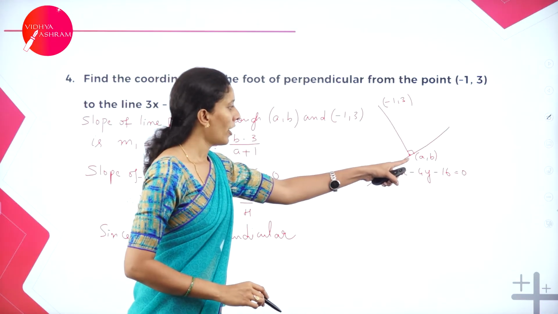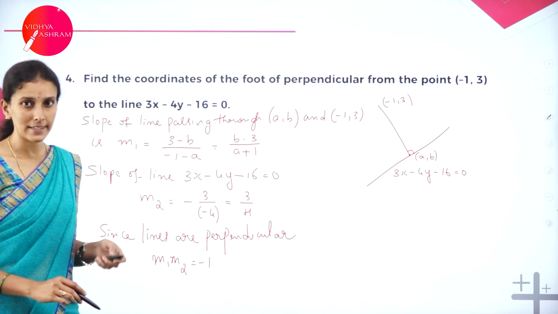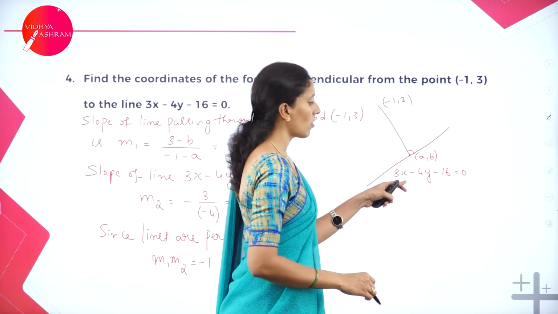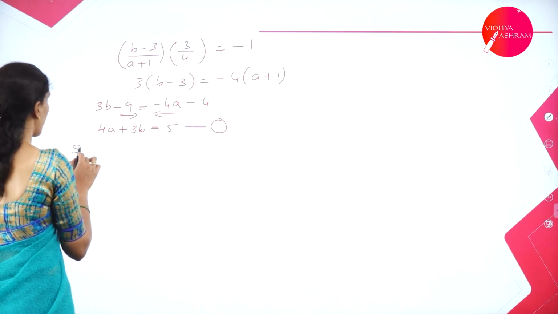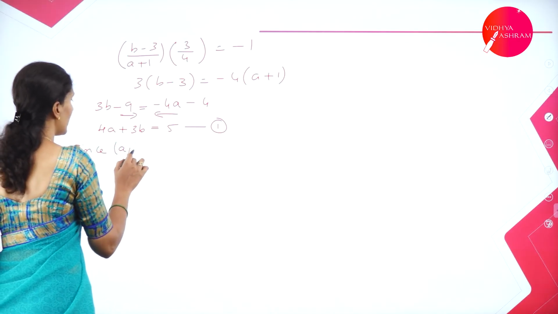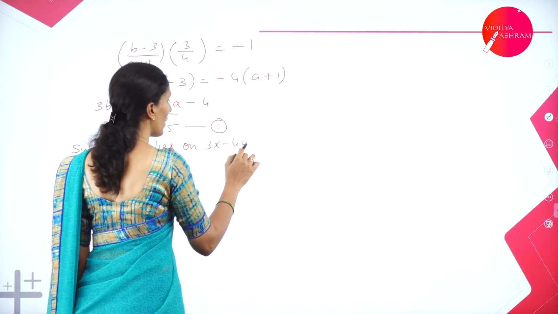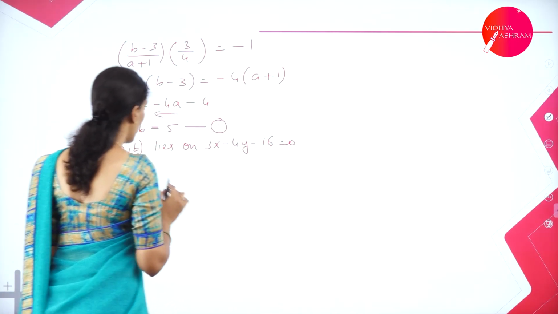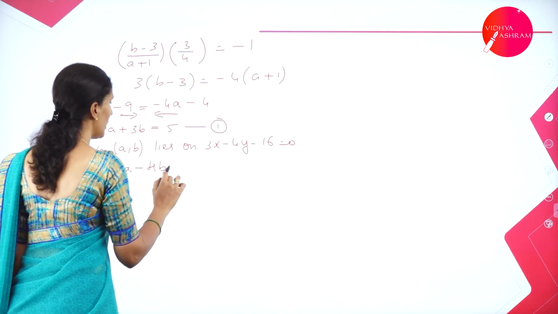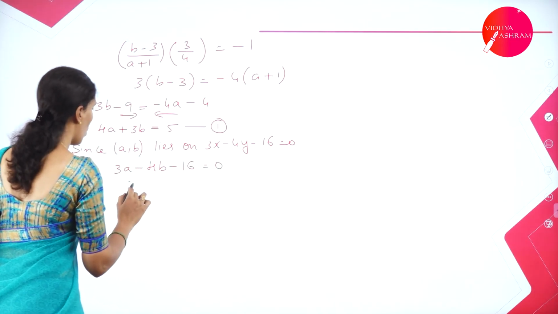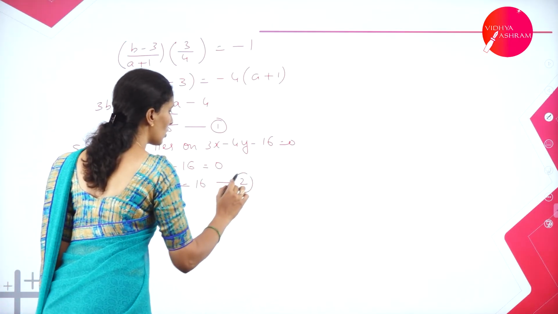Now, the point a comma b lies on the line 3x minus 4y minus 16 is equal to 0. Since this point is on this line, I can take the values of x and y as a and b. So this implies 3a minus 4b minus 16 is equal to 0, or 3a minus 4b is equal to 16. Take this as equation 2.